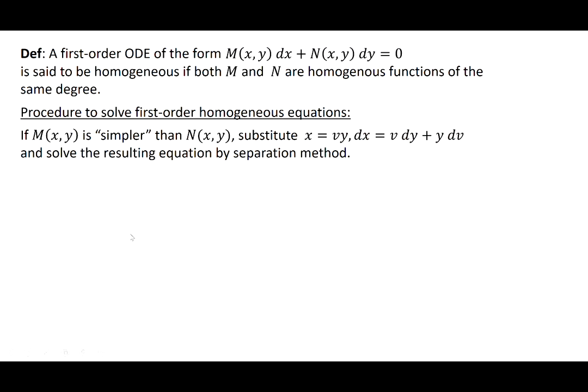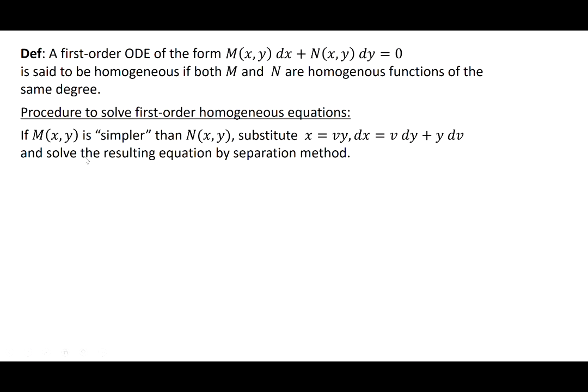The procedure is, if it turns out that M of x,y is simpler, whatever that means, than N of x,y, we substitute x equals vy and dx equals, where did we get this from? Product rule, right? If x equals vy, dx is going to be v dy, first function times the derivative of the second function. Here we don't have a derivative, but we just have a differential, plus y dv. Okay. So x equals vy and dx equals v dy plus y dv.